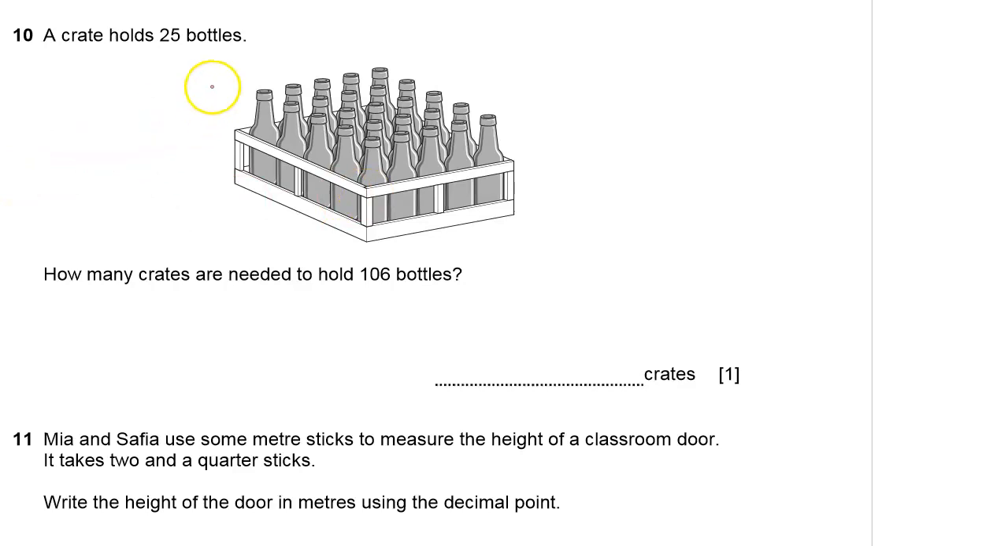Number 10. We're told a crate holds 25 bottles. How many crates are needed to hold 106 bottles? This needs us to do division. So we have 106 bottles. We want to put them in crates, and each crate holds 25 of these bottles. How many crates do we need? 4 will give us 100. So we'll have a balance of 6 bottles when we have 4 crates. Therefore, we need a total of 5 crates to fit all the bottles. So the number of crates required will be 5.